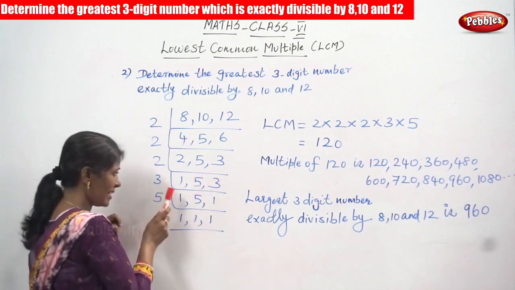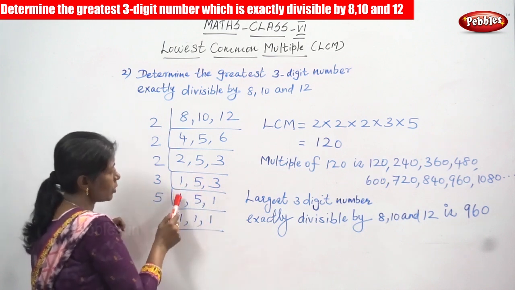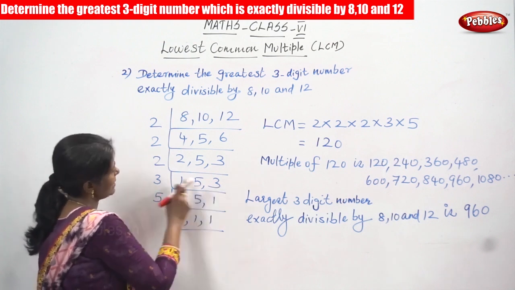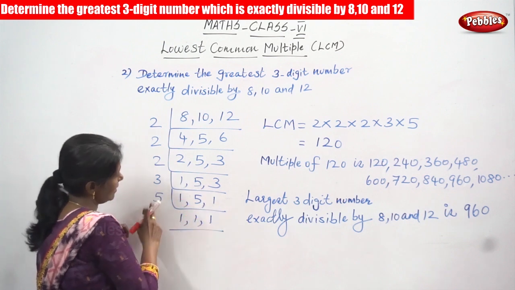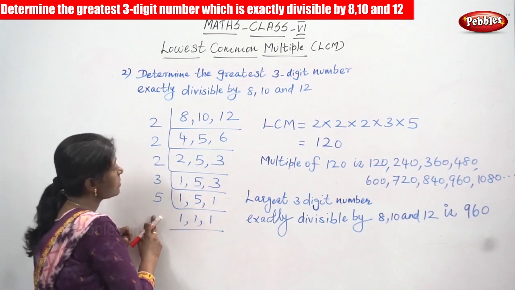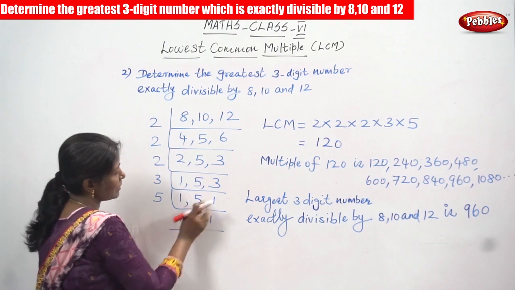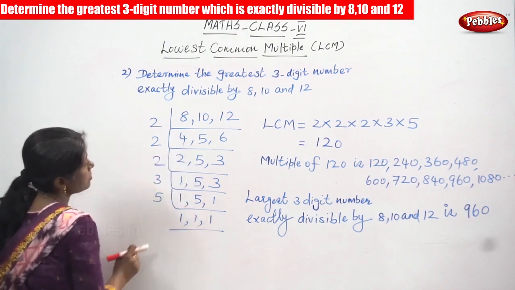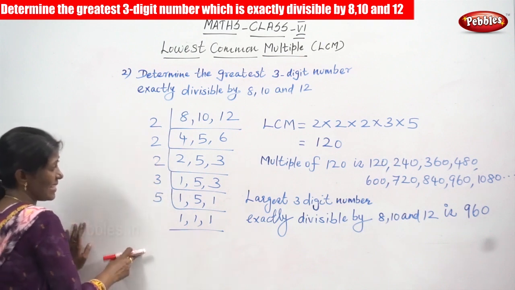Next I have taken 3, so 1 you write as it is. 5 is not divided by 3 so you write 5. 3 is divided by 3 you get 1, and again you take 5. 5 is divided by 5, so you write the remaining numbers 1 and 1 as they are. Now you write all the numbers as the LCM.